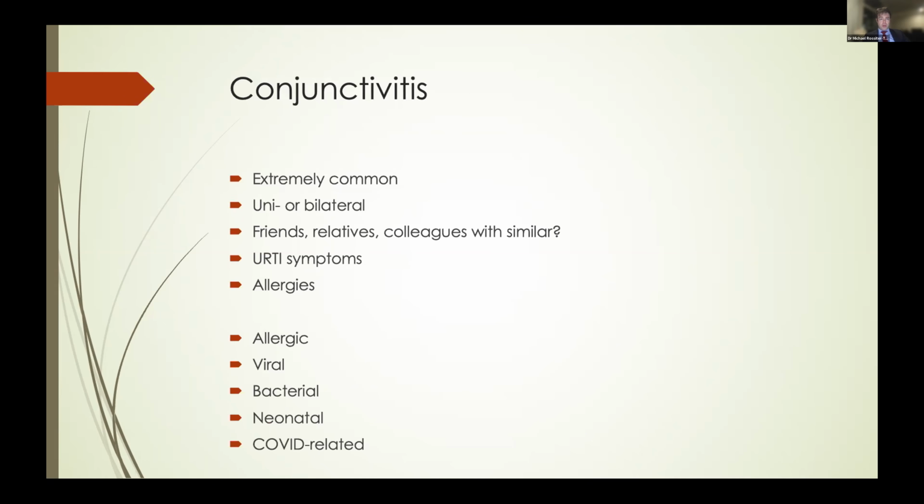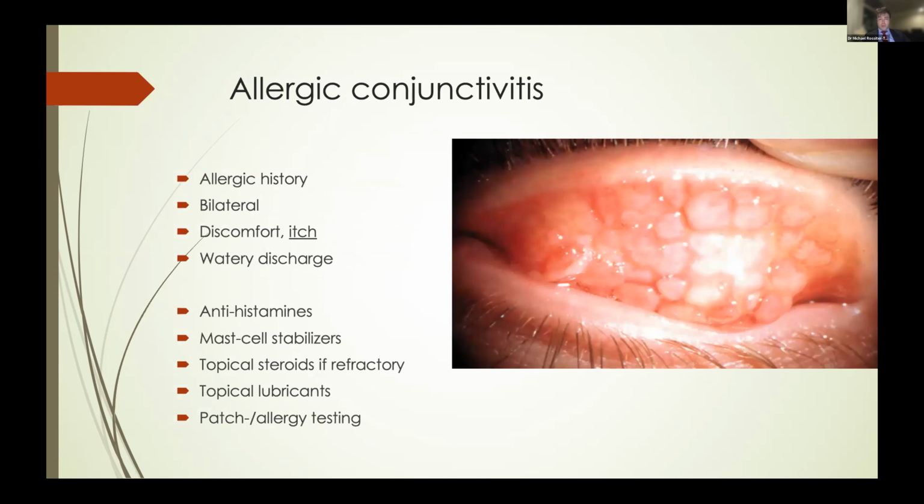Very important to go through that. And Dr. Wells has already gone through allergic conjunctivitis and covered most of the main points. But patients will often present with this. It may come out of the blue, or they may have been suffering with it for some time. The discomfort may be experienced predominantly as itch. A watery discharge is usually present. It's managed with antihistamines and mast cell stabilizers, and in some cases, topical steroids. It's crucial that patients use topical lubricants just simply for their diluting effect on the ocular surface. And in some cases, patch or allergy testing can be useful to isolate the allergen that's responsible.